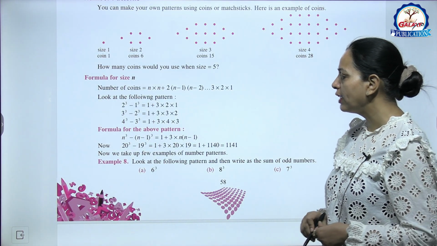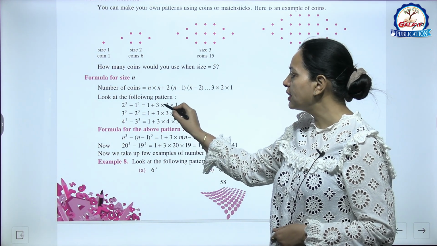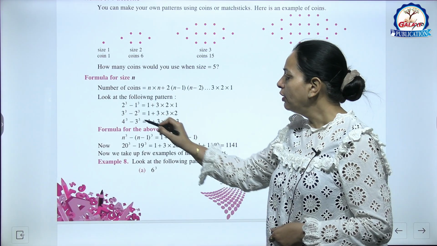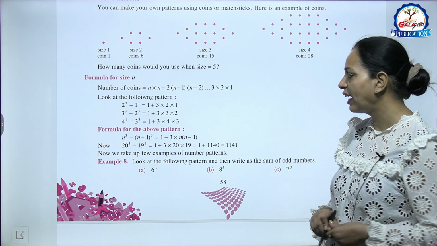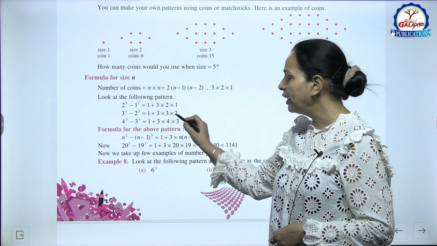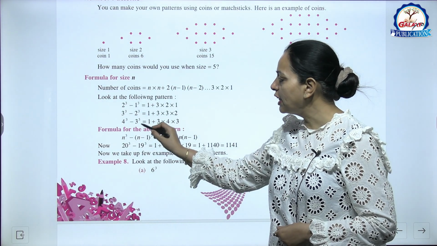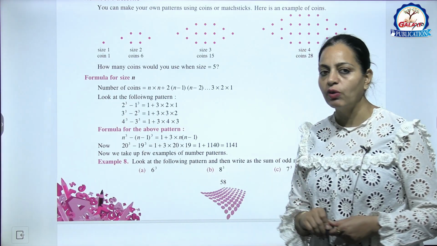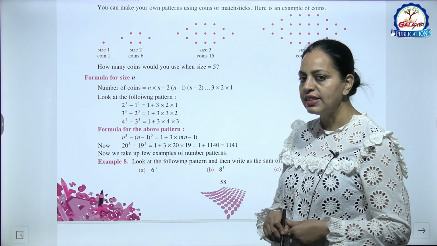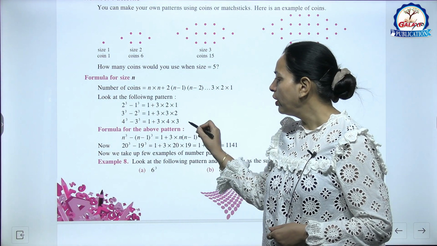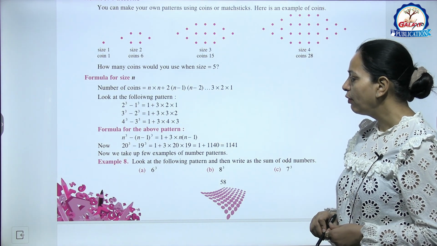Look at the following pattern. 2 cube minus 1 cube, that is 7. 1 plus 3 into 2 into 1. 3 cube minus 2 cube, that is 27 minus 8, that is 19. So 1 plus 18, 3 into 3 into 2. Now 4 cube minus 3 cube, that is 64 minus 27. So that is what? That is 37. Okay. So here 1 plus 3 into 4 into 3, 1 plus 36, right?